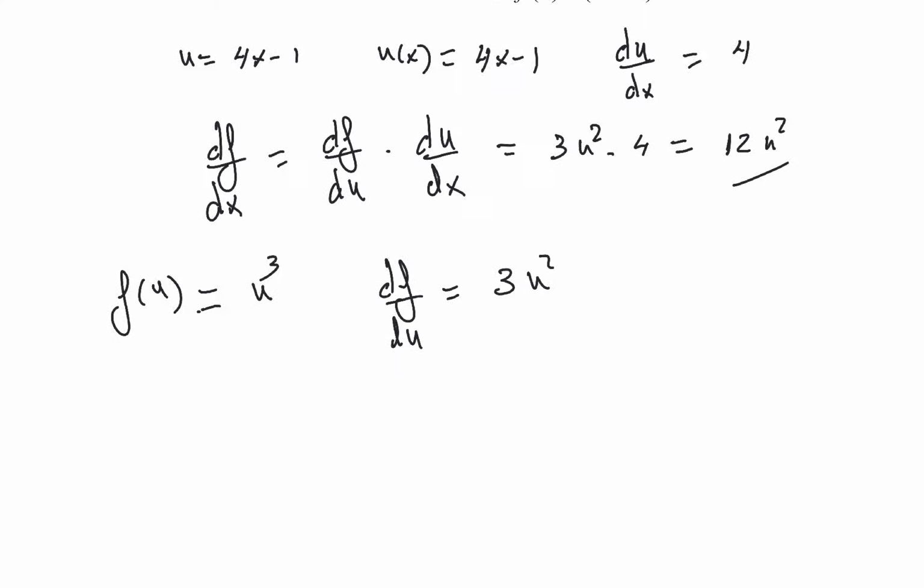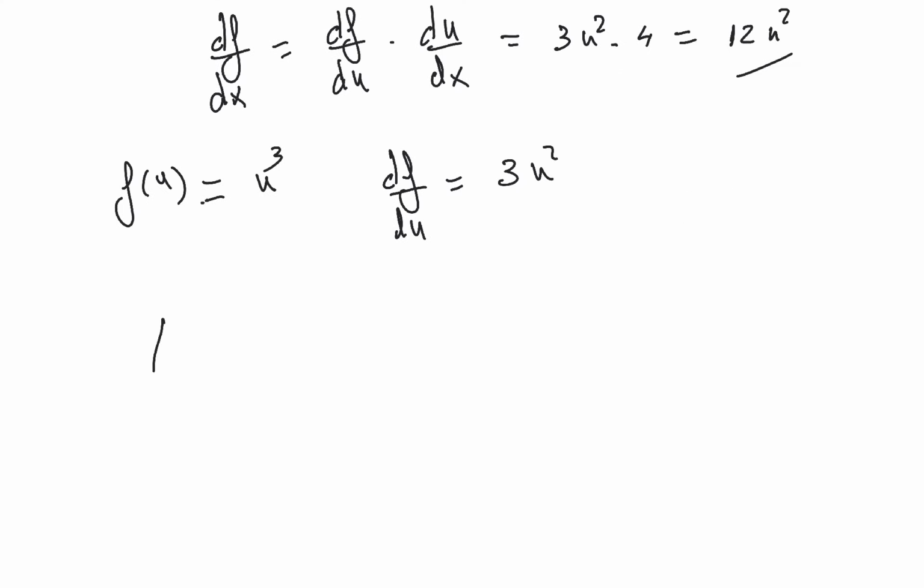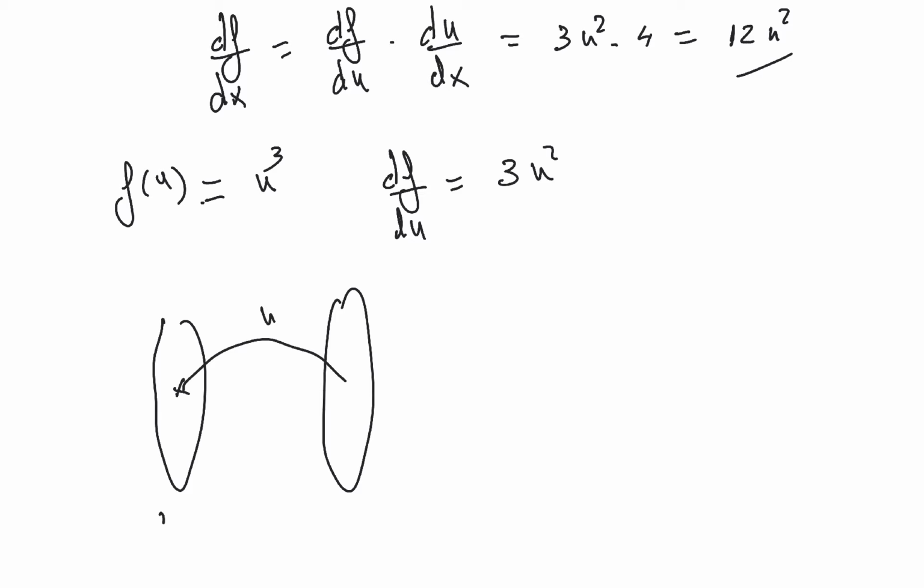So what we are doing is like this. You have u, you have x, you have u of x, and you have f of u.